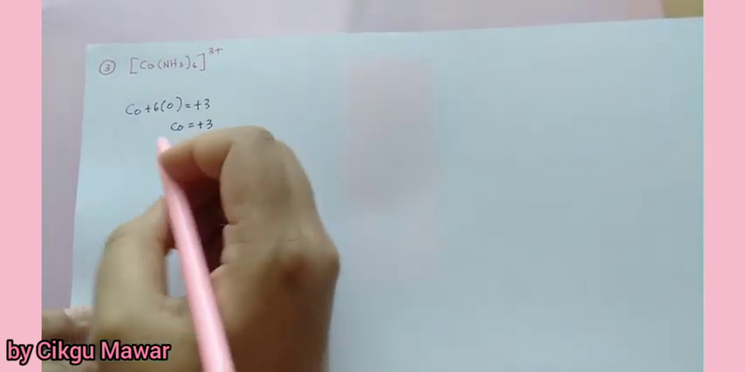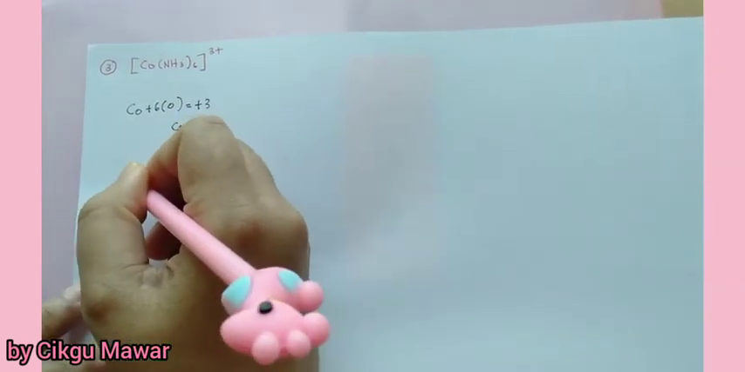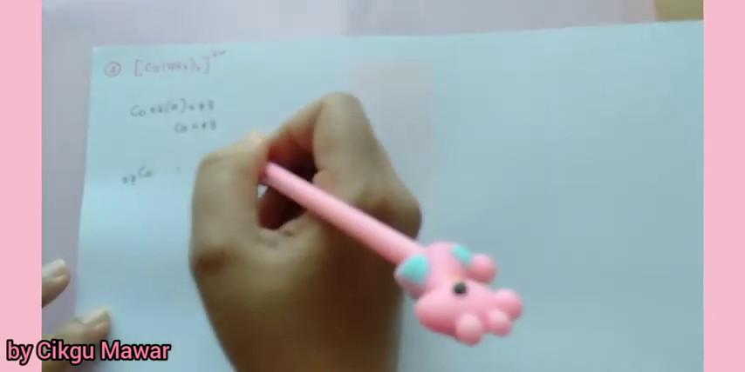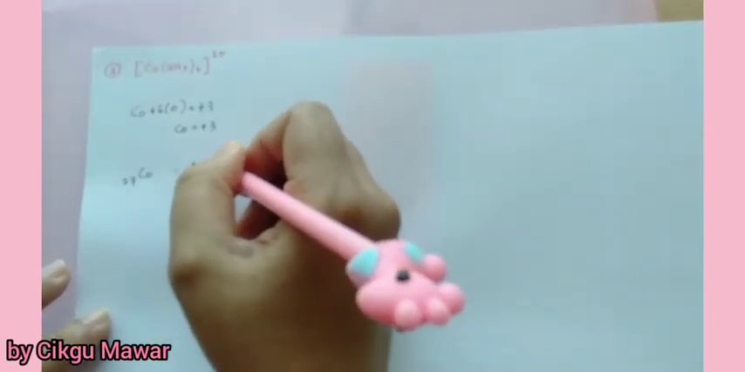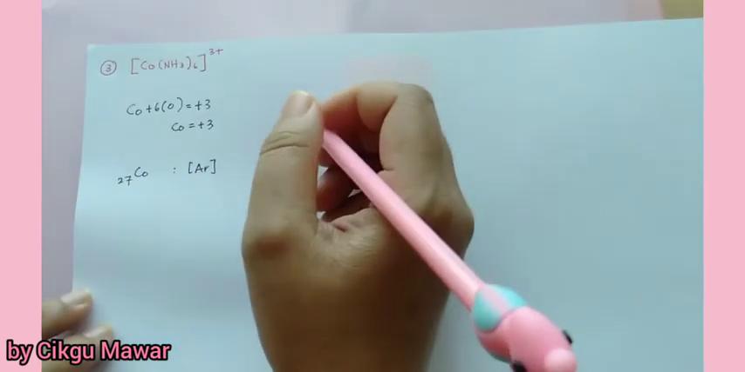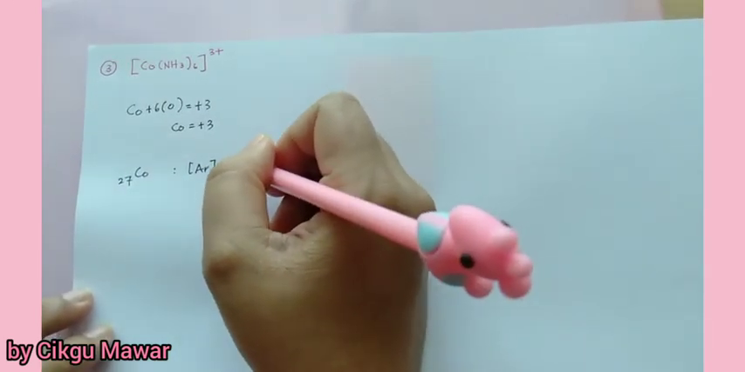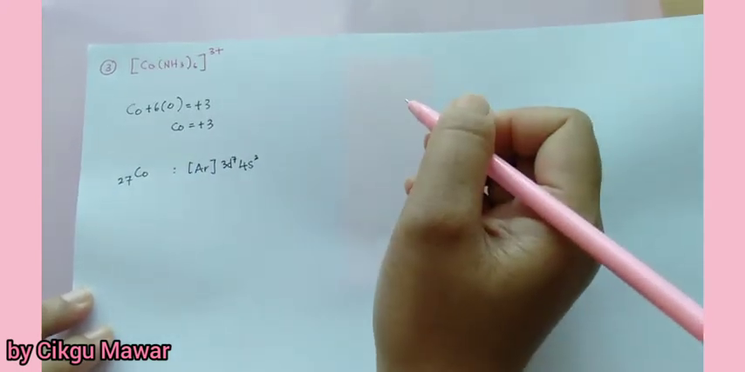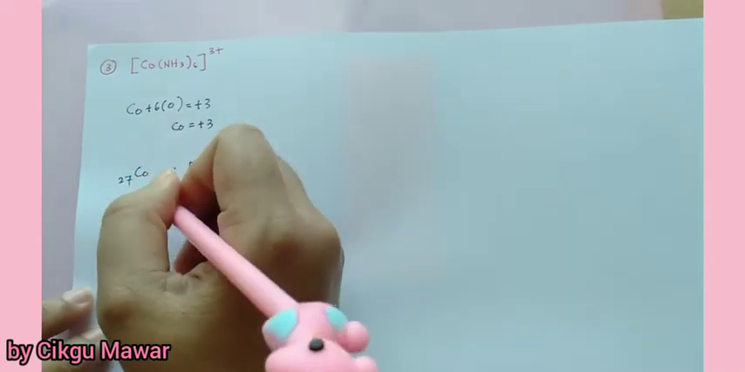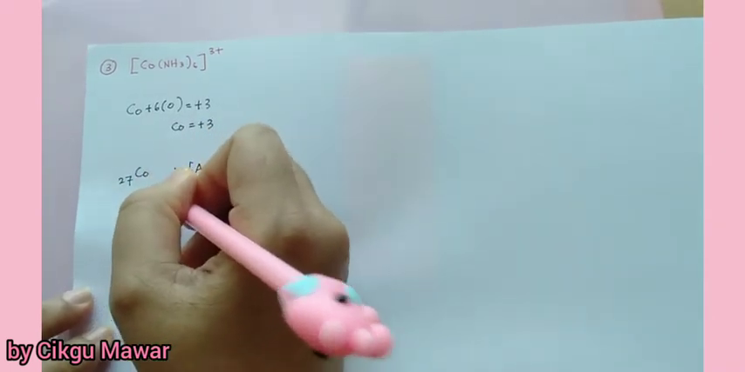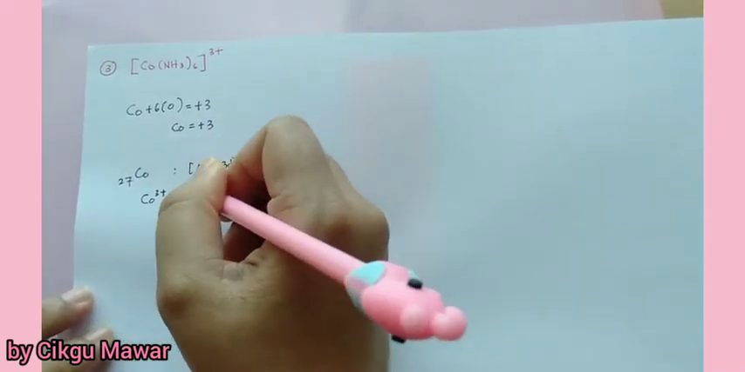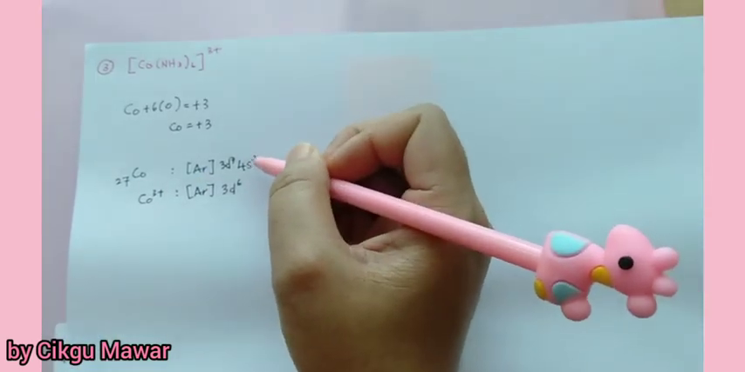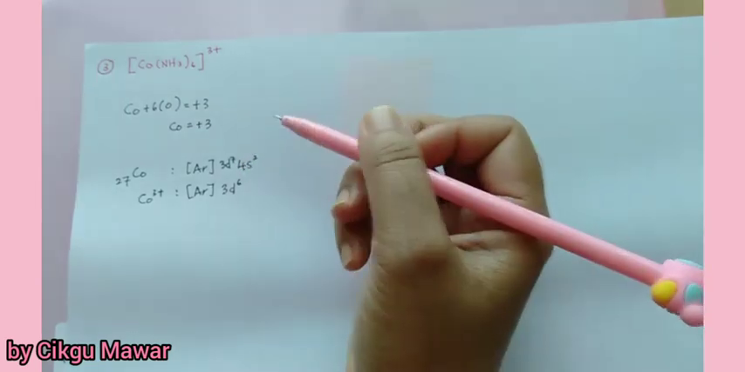Cobalt has atomic number 27, so the electronic configuration of the cobalt atom is [Ar] 4s2 3d7. In this complex it involves cobalt 3 plus, so the electronic configuration becomes 3d6, because we already removed the 4s2 and 1 electron from 3d.